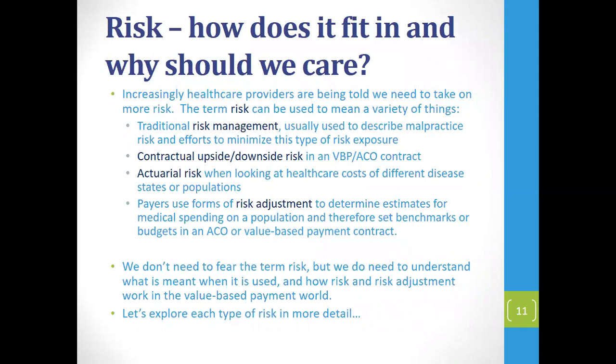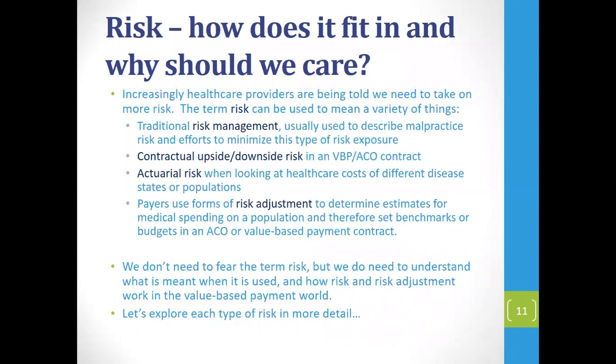There's traditional risk management. Most practices, physicians, and administrators are used to hearing about risk management in the setting of malpractice risk or adverse event risk exposure. Then there's a different kind of risk that has to do with contracts. As we start to be paid differently by Medicare and by other insurers, there can be some upside risk if we do a good job and some downside risk if we don't do a good job in some of those contracts, either in an ACO or in some other kind of value-based purchasing. That's what VBP stands for, their contract.